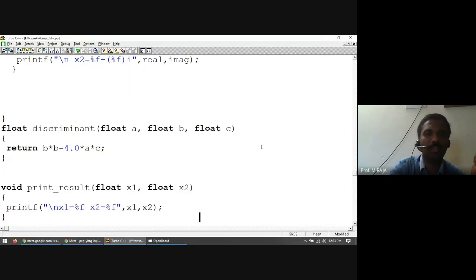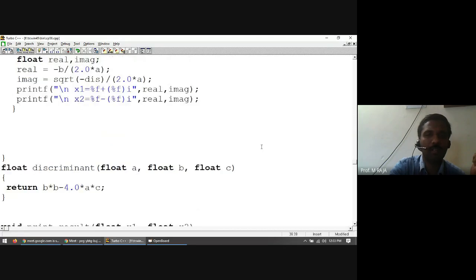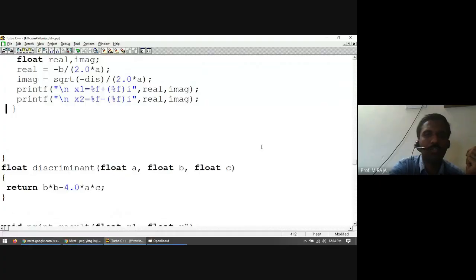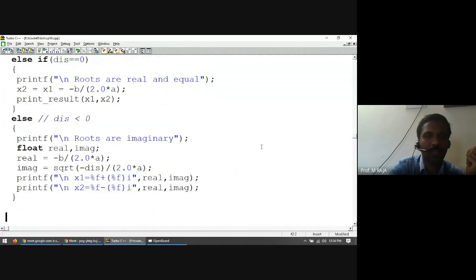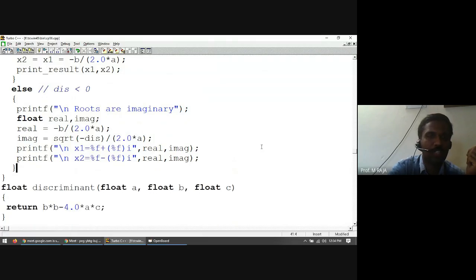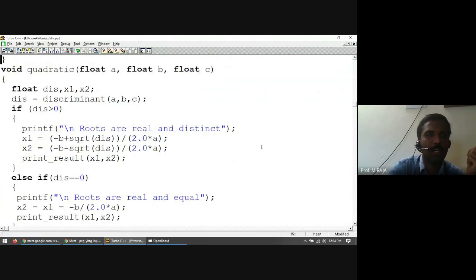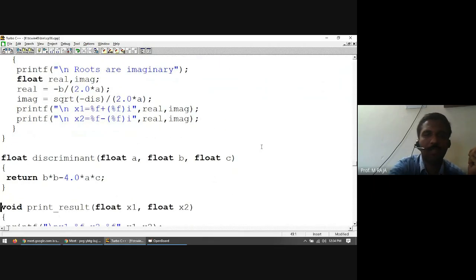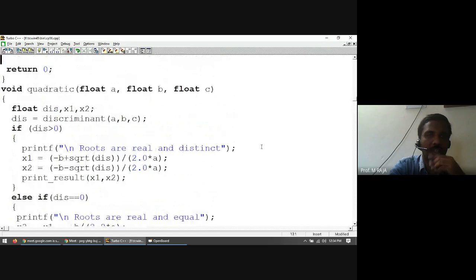Otherwise, you can call the function print result so that the parameters x1 and x2 are getting printed inside the corresponding print result function. Now this is the case when the roots are imaginary. Let us close the first function, void quadratic. Then this is the second function, discriminant, and this is the third function, print underscore result. Now let us check the result here.